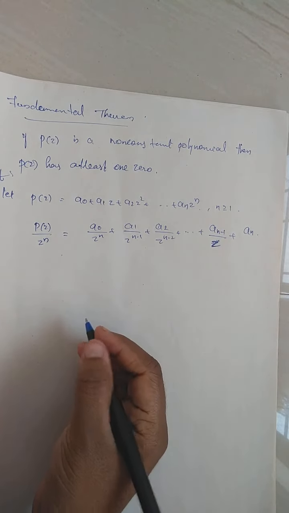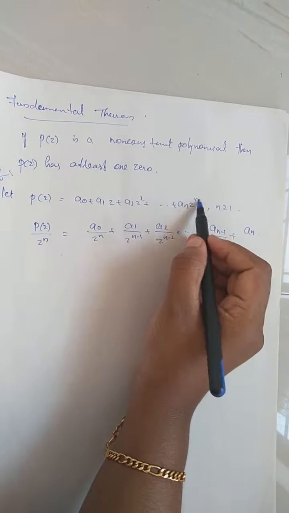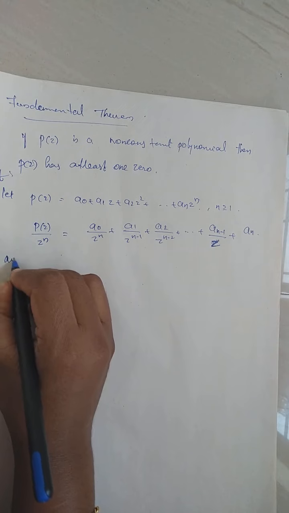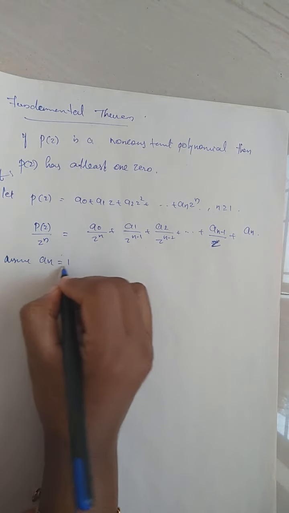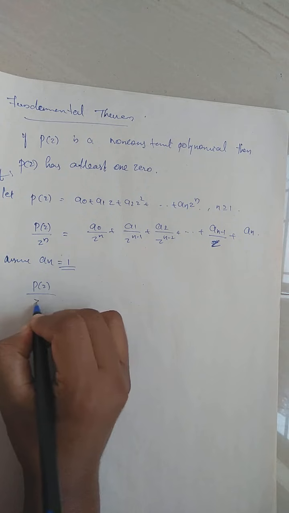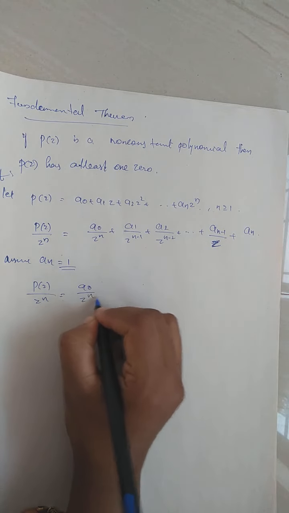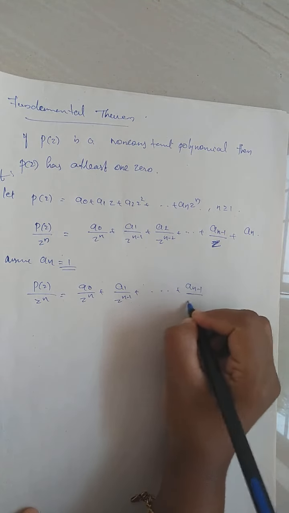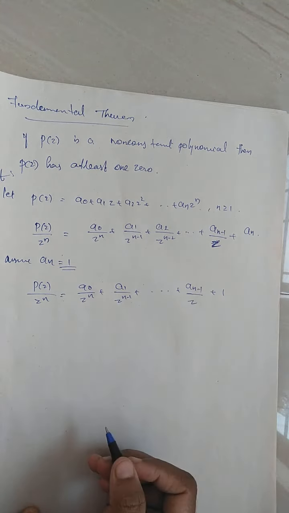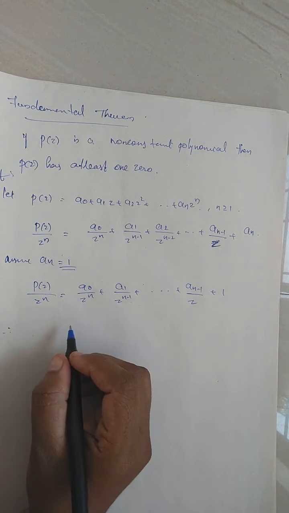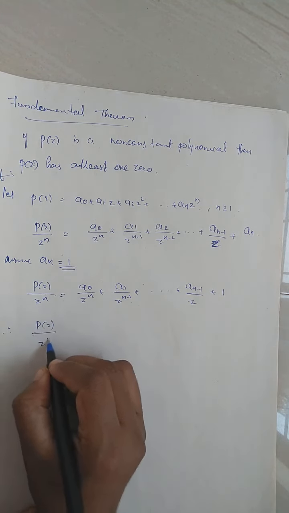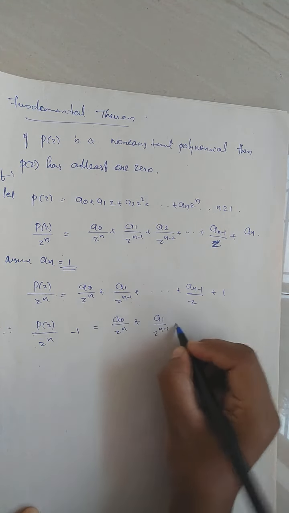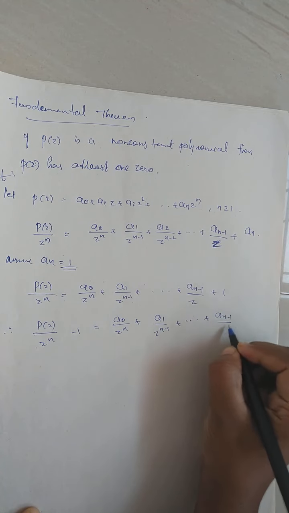Now for convenience I choose the coefficient of z raised to n equal to 1. Okay, then what will happen? Assume the coefficient an equal to 1. Then P(z) by z raised to n can be written as a0 by z raised to n plus a1 by z raised to n minus 1 plus etc. plus an minus 1 by z plus 1. This an is taken as 1. So therefore P(z) divided by z raised to n minus 1 can be written as a0 by z raised to n plus a1 by z raised to n minus 1 plus etc. plus an minus 1 by z.